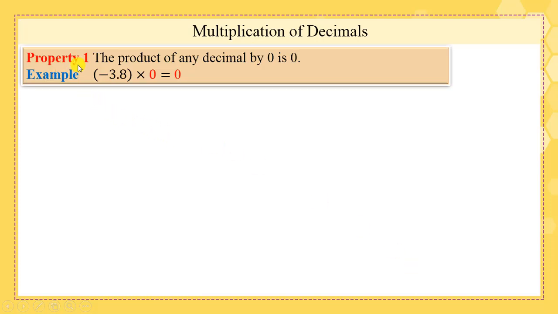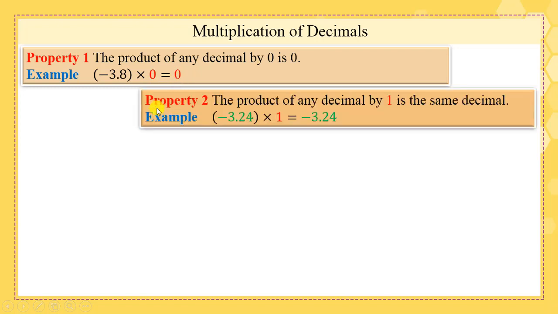Properties. Property 1. The product of any decimal by 0 is 0. Example, negative 3.8 times 0 equals what? Equals 0. Property 2. The product of any decimal by 1 is the same decimal. Example, negative 3.24 times 1 equals negative 3.24. The same decimal.